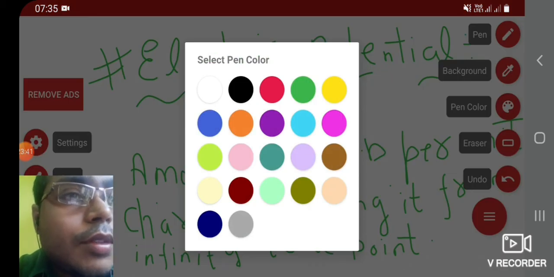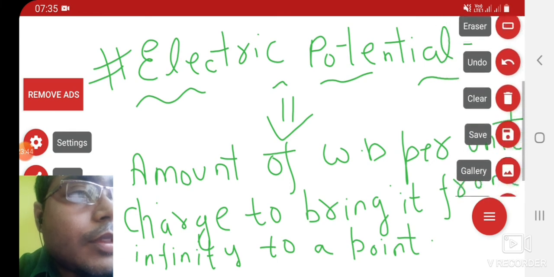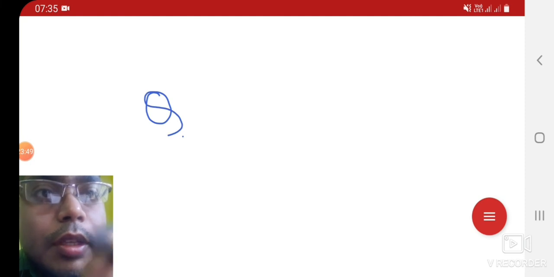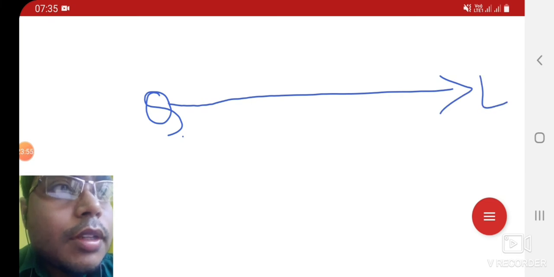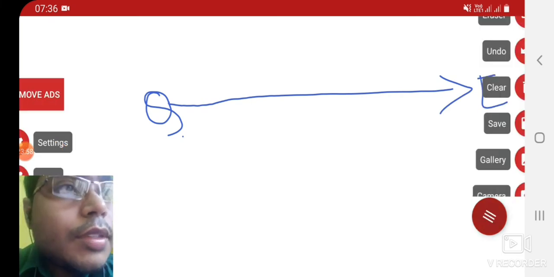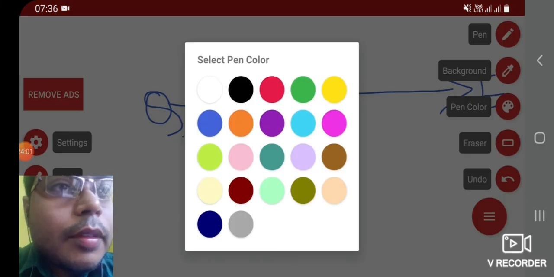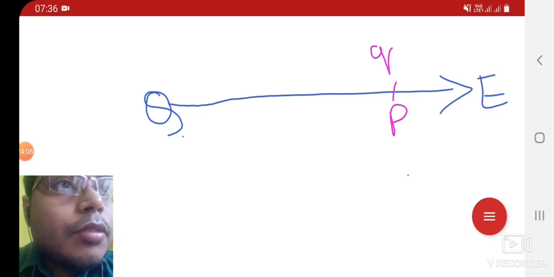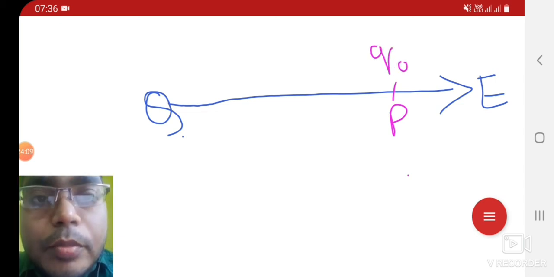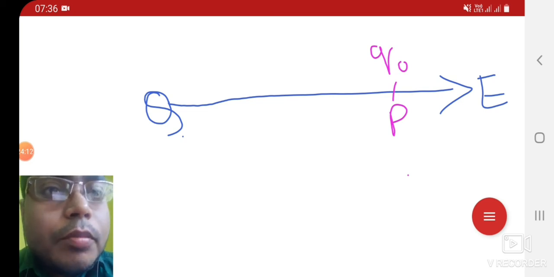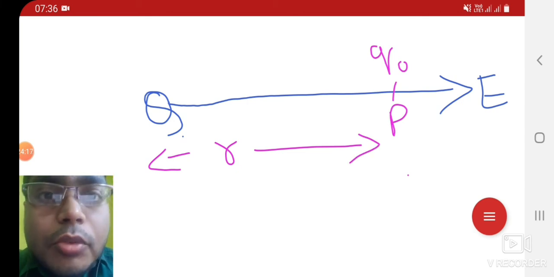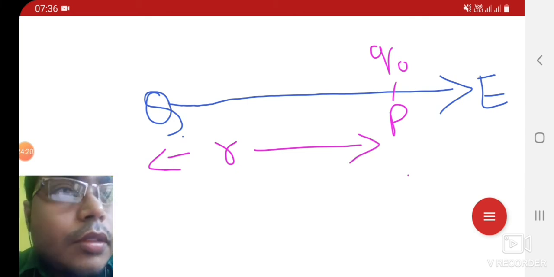So let us try to understand this definition. So if there is one charge, say for example Q, right? So there will be an electric field. The direction of the electric field will be like this, right? Now say suppose there is another charge present, say at this point P there is one charge Q naught, and we want to bring the charge Q naught from infinity to a final distance R, right? So we have to do a certain amount of work. So what is that work?